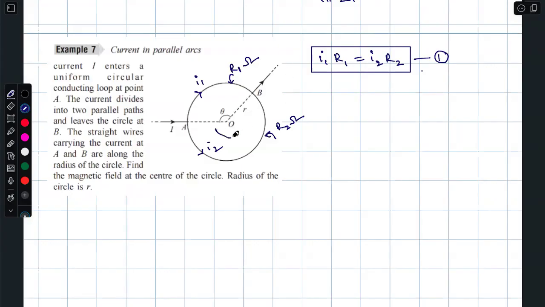This is θ. This is 2π minus θ. Remember, length is proportional to arc. Resistance is proportional to length of the arc, because the rest everything is the same. And arc is proportional to angle. So therefore, I1 times θ is equal to I2 times (2π minus θ). Can you please tell me what allowed me to write equation 1? Anyone in the class? Exactly. The potential difference is same between those 2 points.